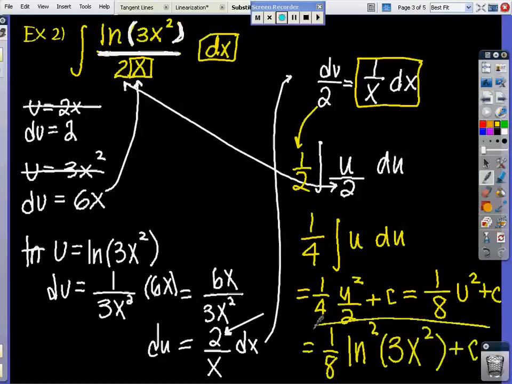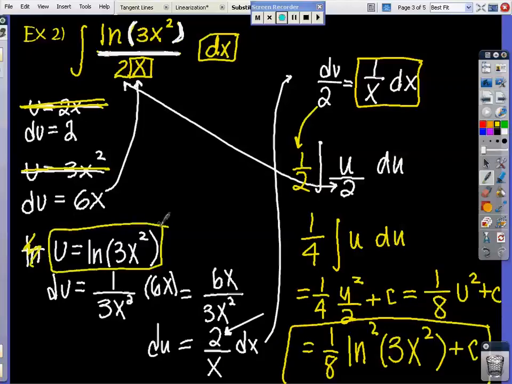And I think out of all of them, this one's probably the hardest one to be able to tell what should you make your u. So I purposely made a few mistakes here. I purposely showed you why you wouldn't use 2x, why you wouldn't use 3x squared, and why we would use u to be ln of 3x squared.